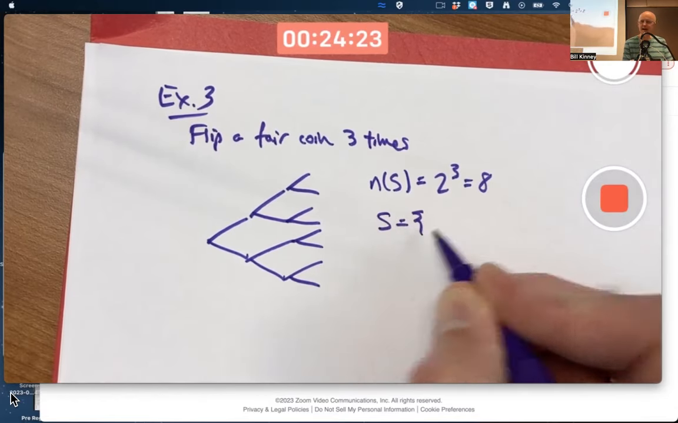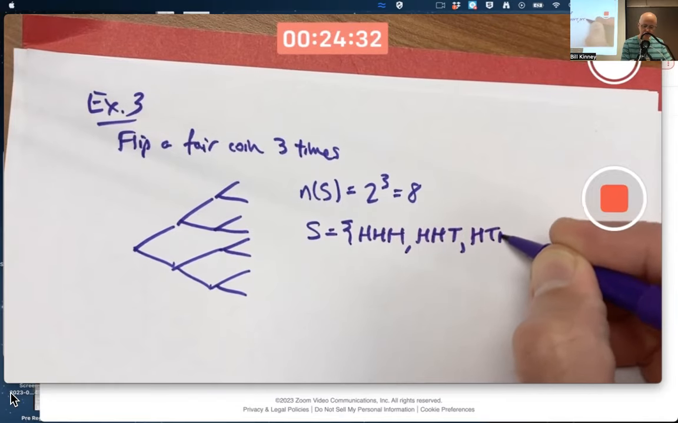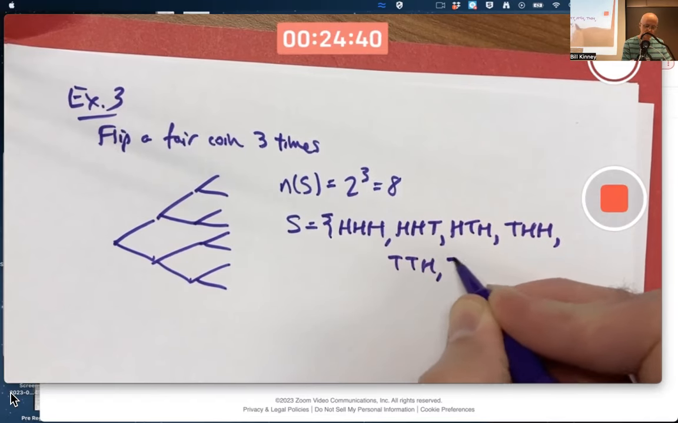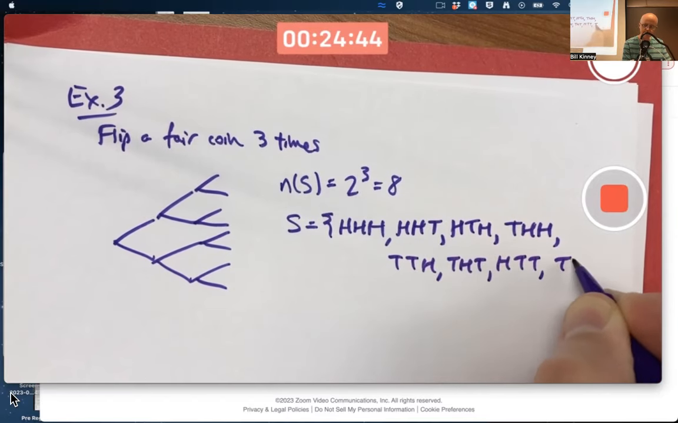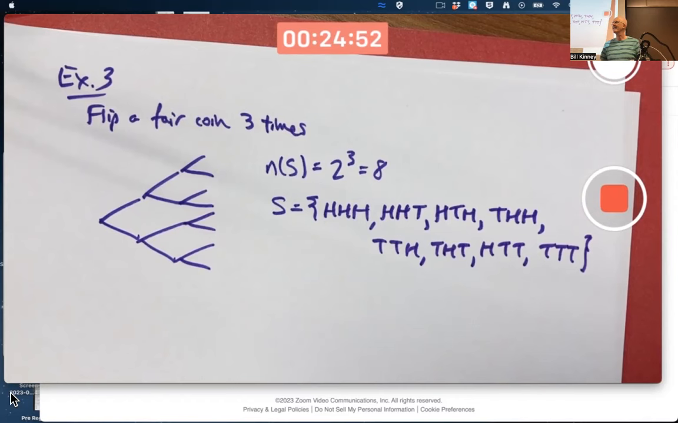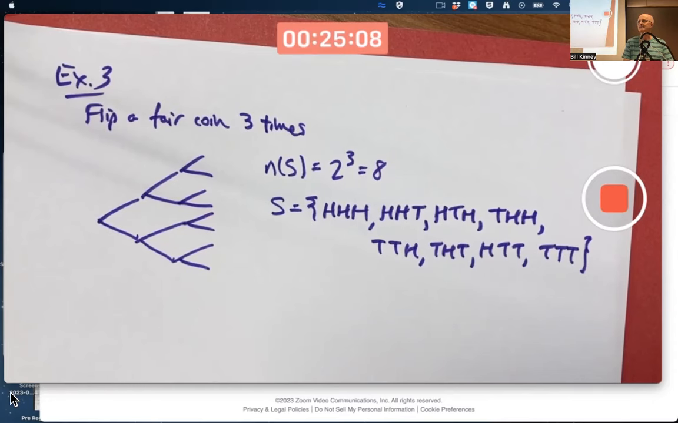8's still small enough that it's not too much of a pain to list these out. HHH, HHT, HTH, THH. Let's do TTH, THT, HTT, and then finally TTT. And notice I'm lining those up in a nice way. If indeed the probability of heads on one flip is 1/2, 0.5, and if as seems reasonable, flips are independent, these are all going to be equally likely. There are 8 outcomes. Therefore, the probability of any one of them is 1/8, 0.125, 12.5%.